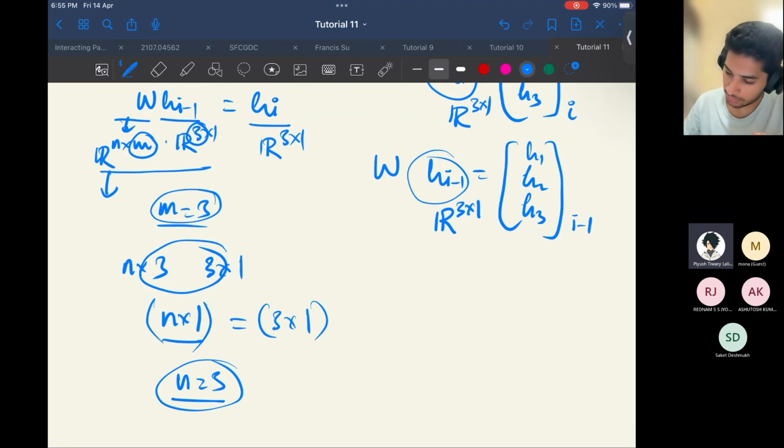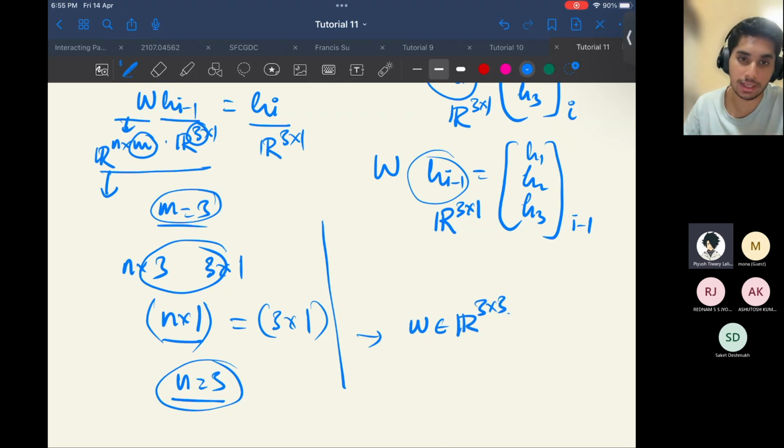So from this, what I can say is that W should belong to R 3 cross 3. So it should be a 3 cross 3 matrix. That will be the dimension of the matrix. If there is some doubt, you can unmute yourself and ask questions, if I was not clear, or if you didn't understand something.